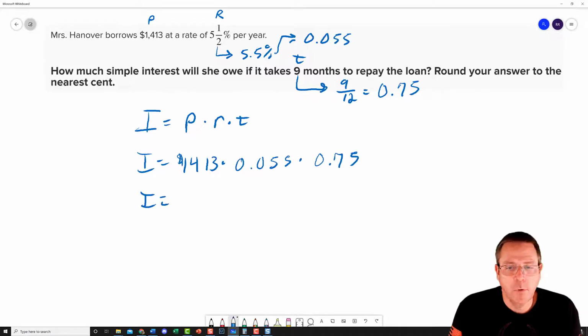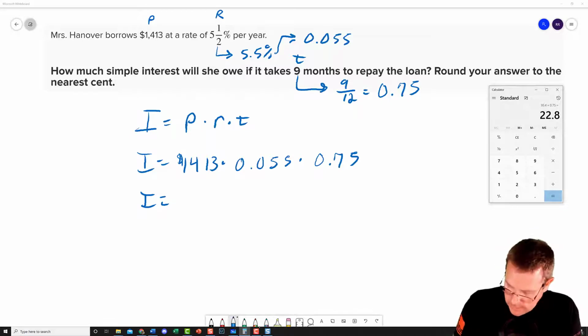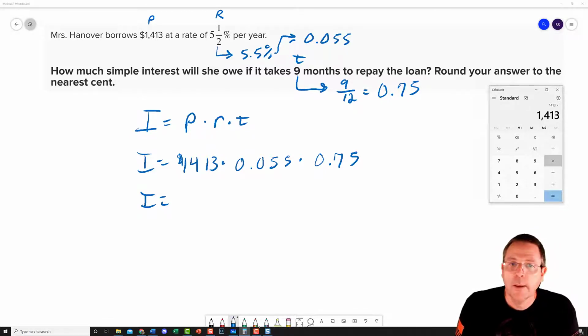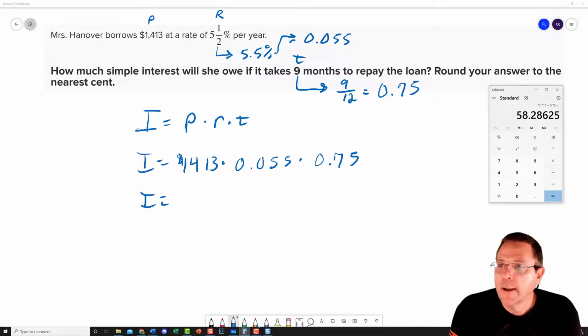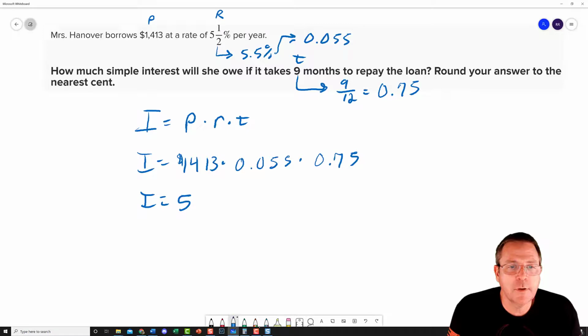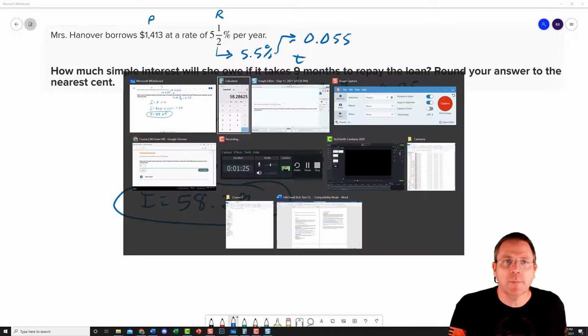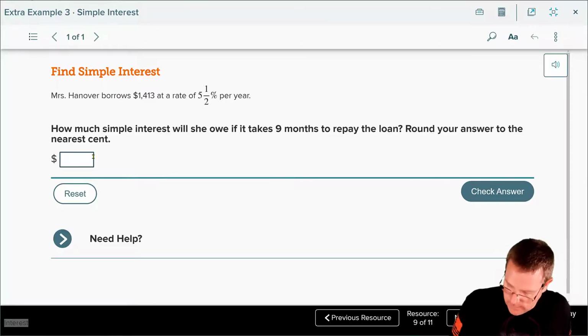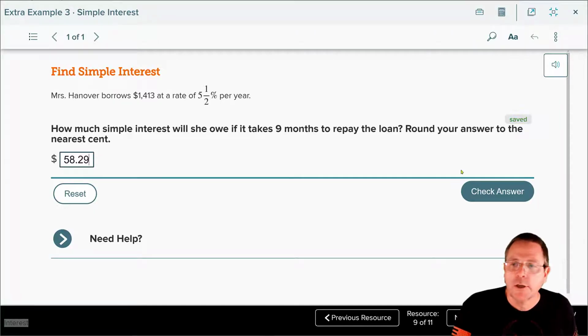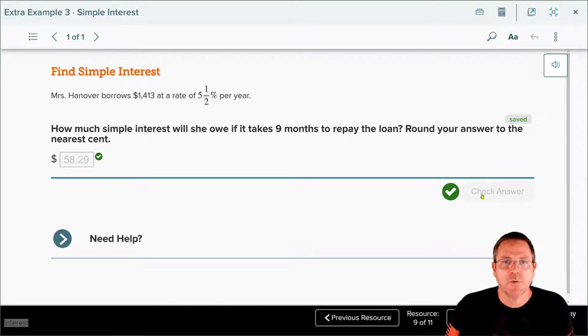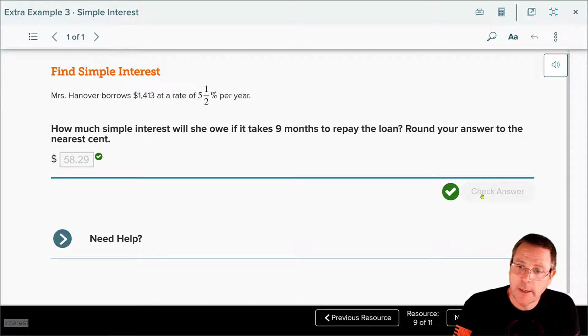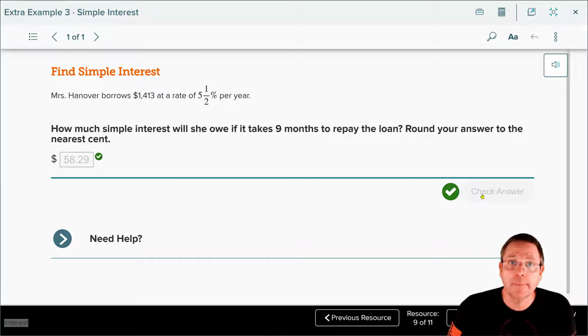When we multiply those numbers out, we're going to get 1413 times 0.055 times 0.75, and we multiply that, rounded to the nearest cent, $58.29. $58.29 should be the amount of interest paid here. So let's plug that in, 58.29. Check our answer. The answer checks. We did good, and now you know what time it is. It is time for the apply.